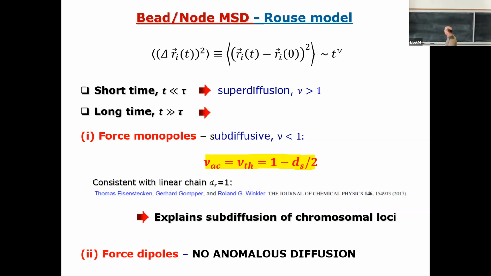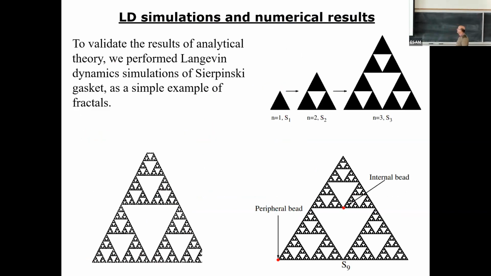And for force monopoles, interestingly, there is no anomalous diffusion regime. No anomalous diffusion. Only force dipoles with the Rouse model give you this kind of result. In fact, the Zimm model, which I'm not talking about, also doesn't give you that.